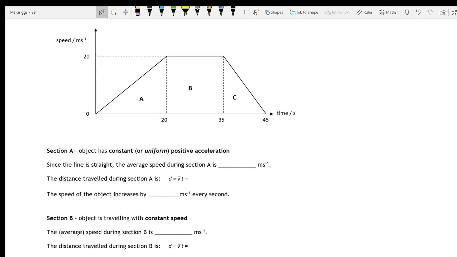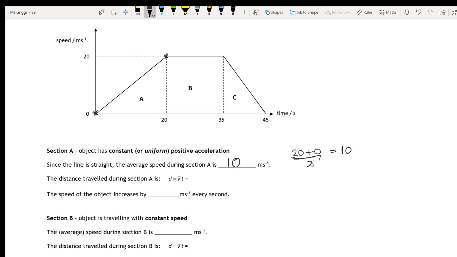So section A, the object has constant or uniform positive acceleration. Since the line is straight, to work out the average speed during section A, with a straight line you've got 2 points that you know, the final and the initial. To find the average of those 2 points, you add them up and you divide by how many points there are. That's 20 plus 0 divided by 2, which is 10. So it's midway between the 2 points.